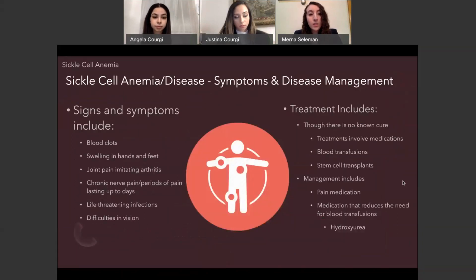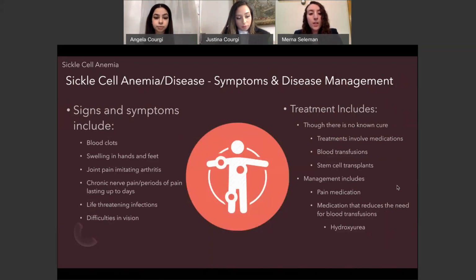And on to the symptoms of sickle cell anemia and disease. Symptoms of sickle cell anemia and disease include blood clots, swelling in hands and feet, joint pain, chronic nerve pain, and etc. Though there is no known cure, treatments involve medications or blood transfusions, as well as stem cell transplants, which infuse healthy cells into the body to replace damaged or diseased bone marrow.